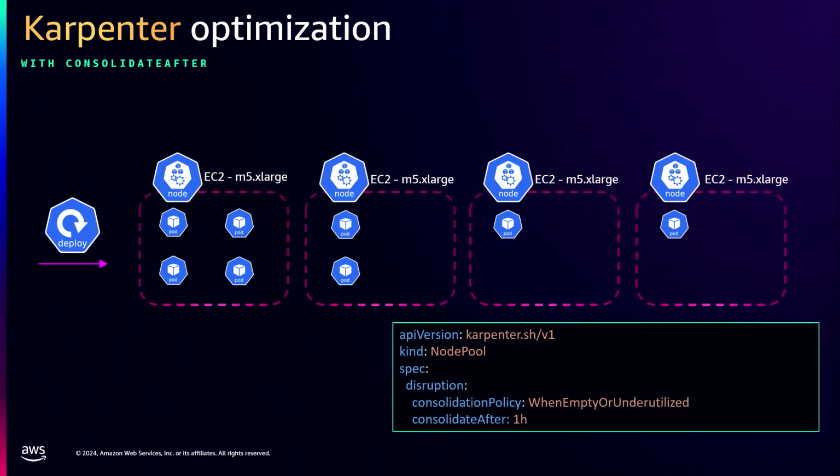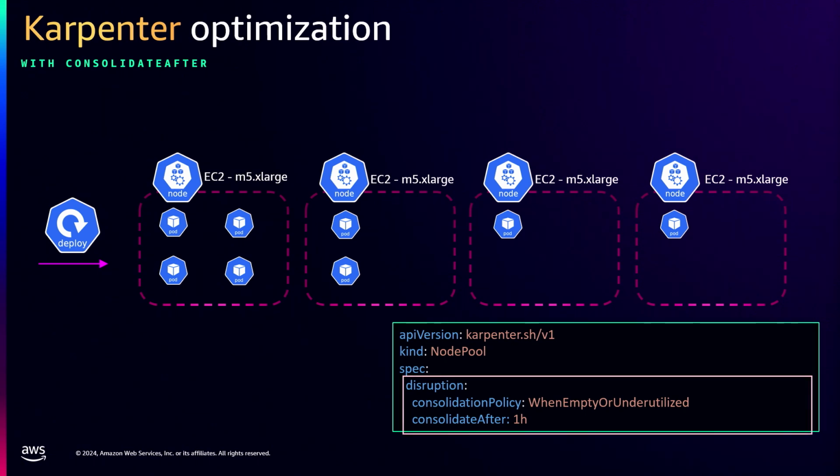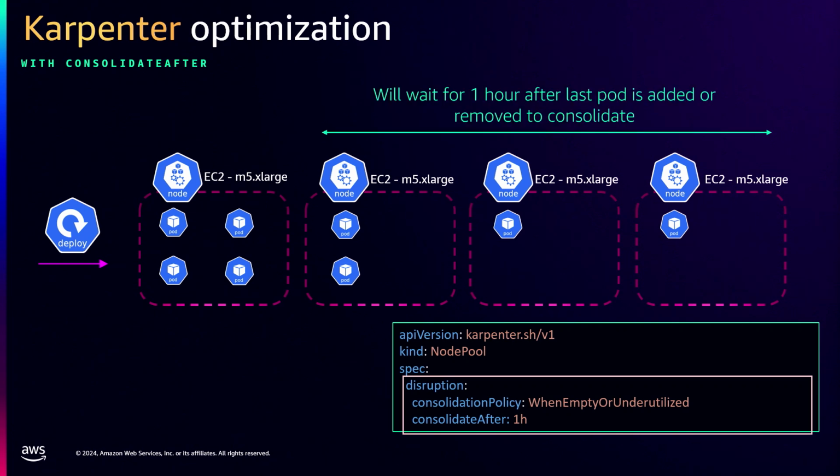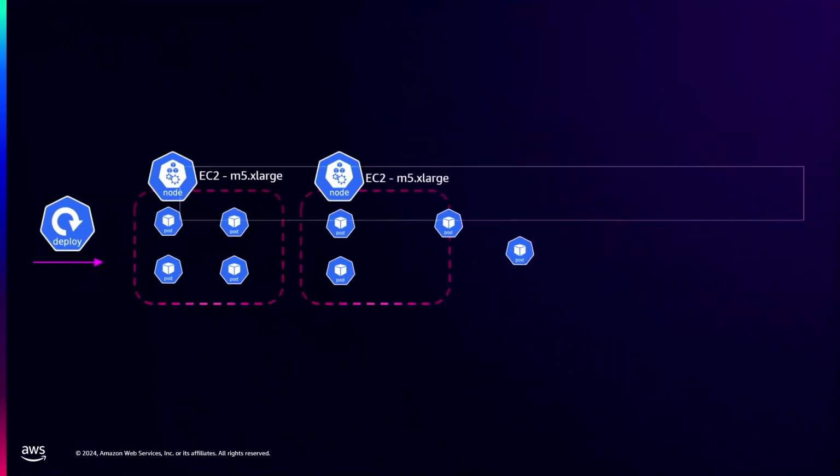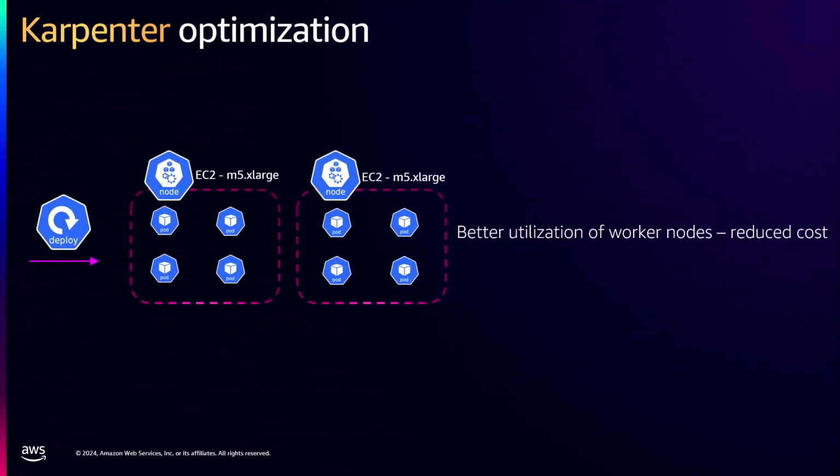So even if your EC2 instance is looking like this, it will wait 1 more hour before it consolidates, because you know your workloads the best. If you know some new workload is going to come in after 5 minutes, you are telling Karpenter, hey, don't touch these EC2 instances, don't consolidate yet, let's wait for a little bit of time. So let's say 1 hour passes, no new pod gets added or removed. Only after that, Karpenter will consolidate and terminate the unused instances.